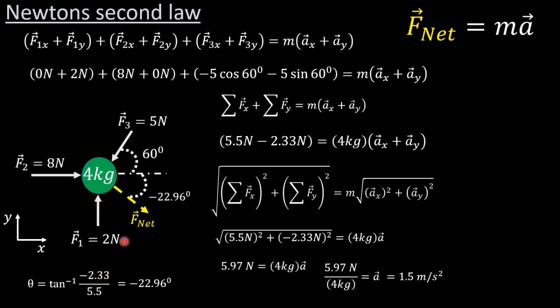The force in the y direction was minus 2.33 newtons that we got here, and the force in the x direction was 5.5 newtons, which we got there. So we divide them, do inverse tan, and we get minus 22.96 degrees, and that will be the direction, and that will also be the direction of the particle's acceleration, which has a magnitude of 1.5 meters per second squared.